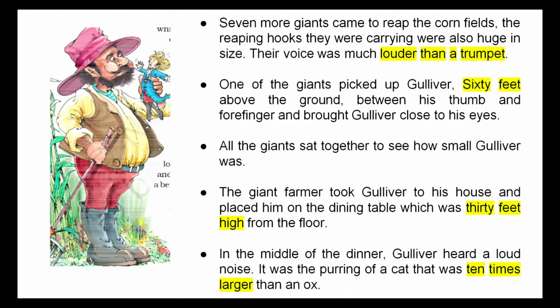Now 7 more giants came to reap the cornfields. The reaping hooks they were carrying were also huge, and again I want to put emphasis on this, louder than a trumpet. One of the giants picked up Gulliver 60 feet above the ground. You can see 60 feet. This has been highlighted just to show how huge their size was. He held Gulliver between his thumb and forefinger and brought him close to his eyes. All the giants sat together to see how small Gulliver was.